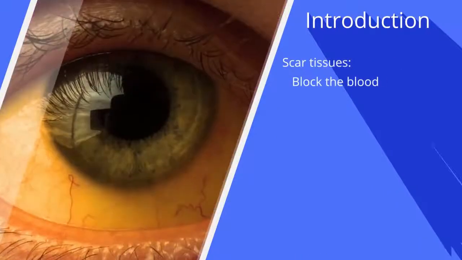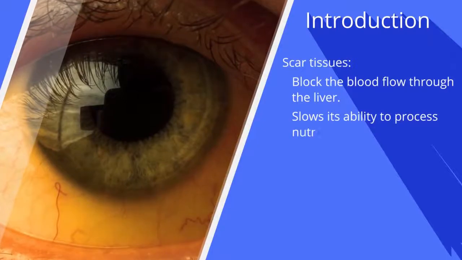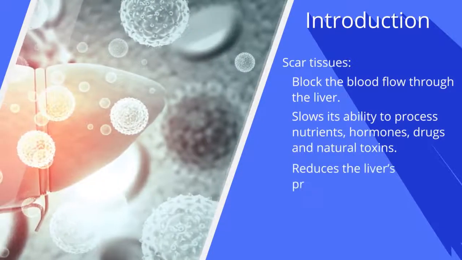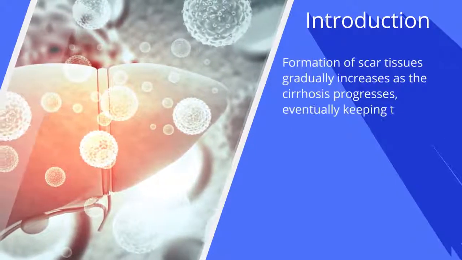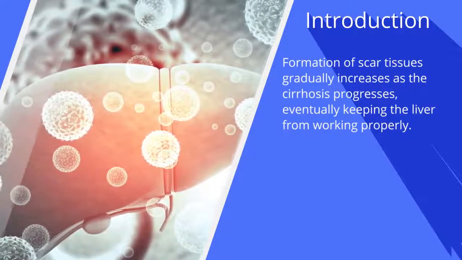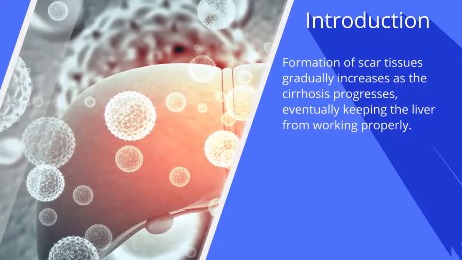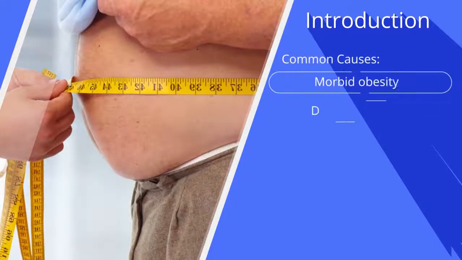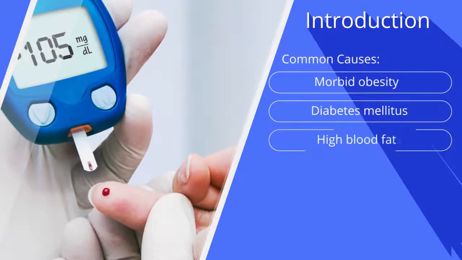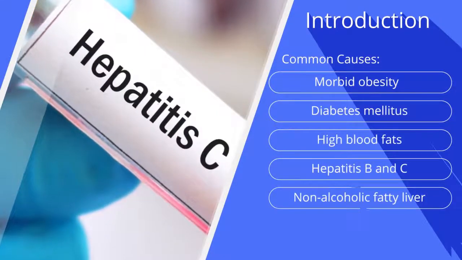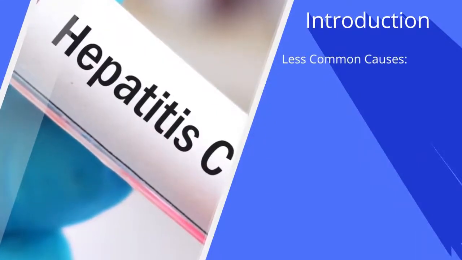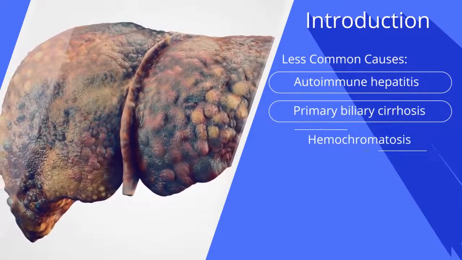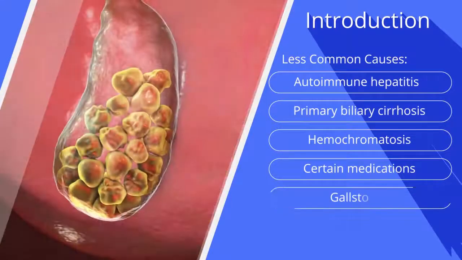The scar tissues block the blood flow through the liver and slow its ability to process nutrients, hormones, drugs and natural toxins, and reduce the liver's production of protein. Formation of scar tissues gradually increases as the cirrhosis progresses, eventually keeping the liver from working properly. The most common causes include morbid obesity, diabetes mellitus, high blood fats, hepatitis B and C, and non-alcoholic fatty liver. Other, less common causes include autoimmune hepatitis, primary biliary cirrhosis, hemochromatosis, certain medications, and gallstones.